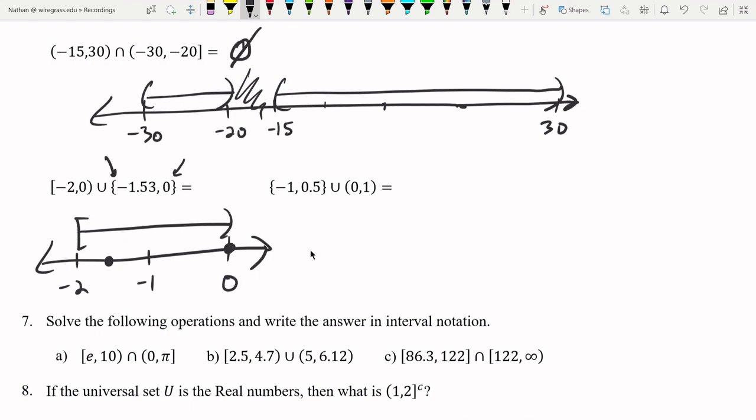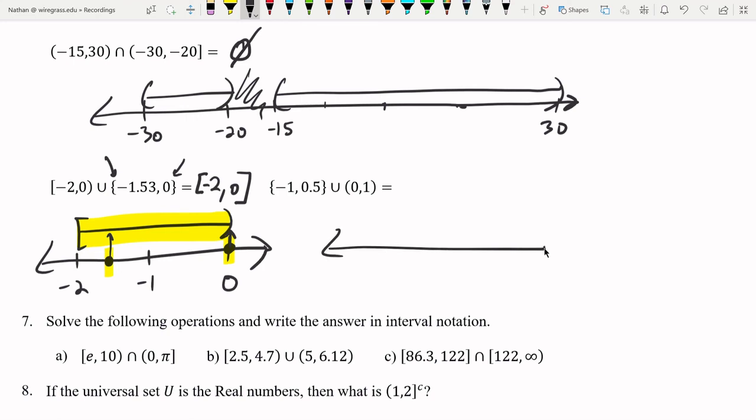So we're looking at the union. The union is everything possible. Well, -2 to 0 is all this stuff. And then we have this single point here and this single point here. Well, this single point is already included in the set. And this point includes 0 in the set now. So that means I can rewrite this in one go as -2 to 0, now including 0 because it was included in the second set. So that's the union between those two things.